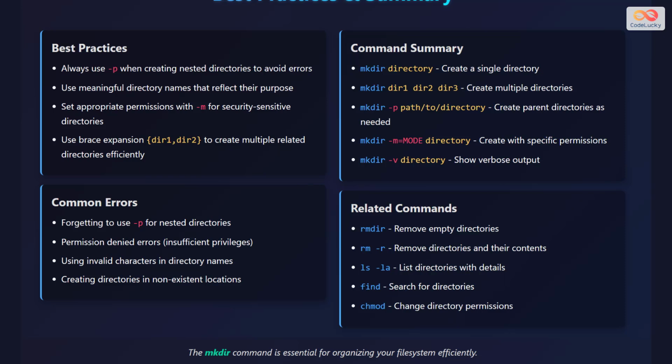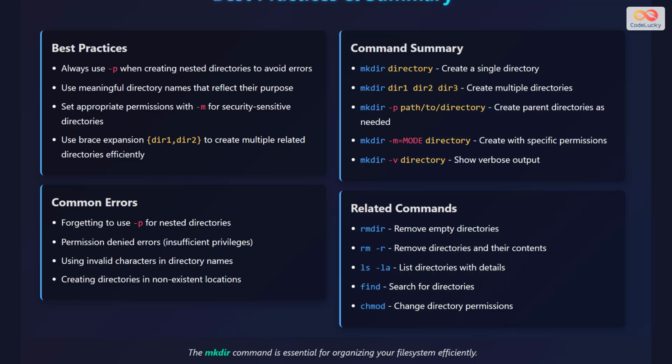Here is a summary of mkdir. mkdir directory creates a single directory. mkdir dir1 dir2 dir3 creates multiple directories. mkdir -p path/to/directory creates parent directories as needed. mkdir -m=mode directory creates a directory with specific permissions. mkdir -v directory shows verbose output.